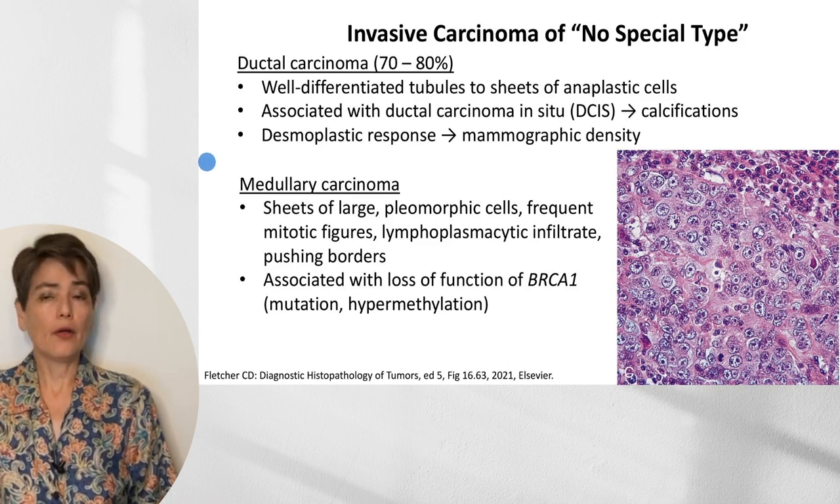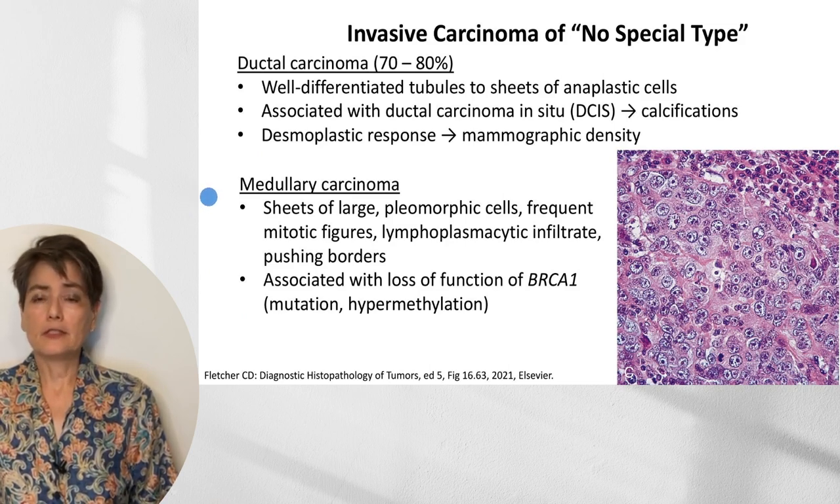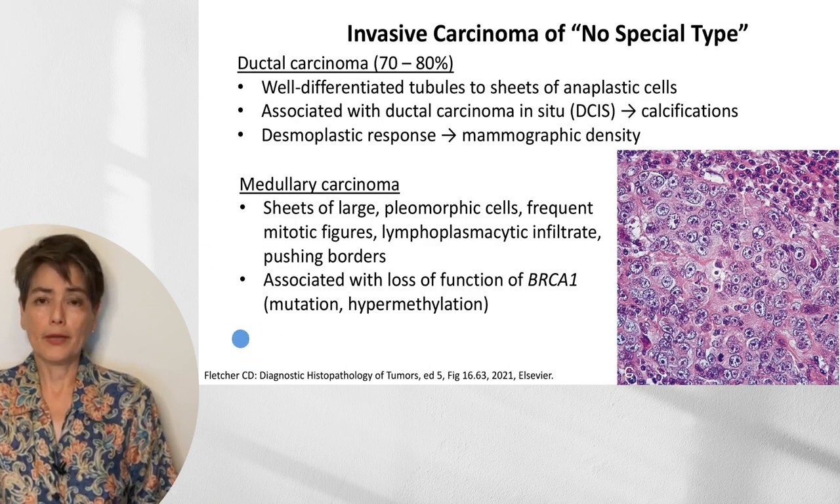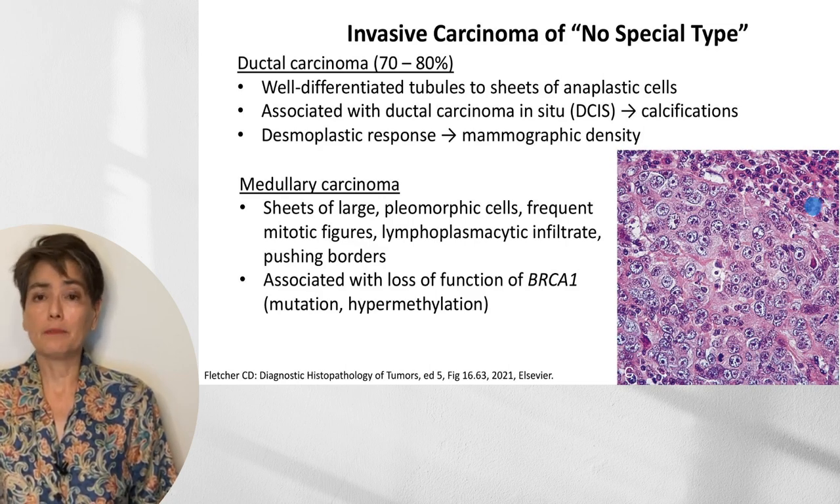Now, I want to just mention one other invasive carcinoma of no special type. This is medullary carcinoma, and the reason I want to mention it is because previous generations of medical students were taught that this had a good prognosis. That is now not considered to be the case, and I want to make sure that you are aware of this moving forward. And I just have to show a picture of it for you here. This tends to be sheets of large pleomorphic cells. They've got very prominent nucleoli, frequent mitotic figures. You can appreciate a little bit of the lymphoplasmacytic infiltrate here, and they tend to have very rounded borders as opposed to the stellate appearance that we see typically with invasive carcinoma. And they're associated with loss of function of BRCA1, either through mutation or epigenetic silencing through hypermethylation. So that's all you need to know about medullary carcinoma.